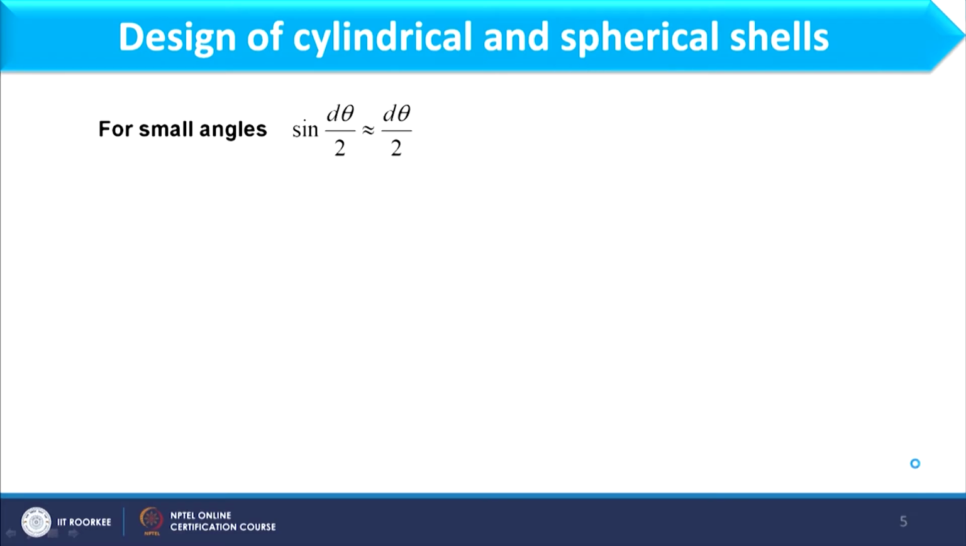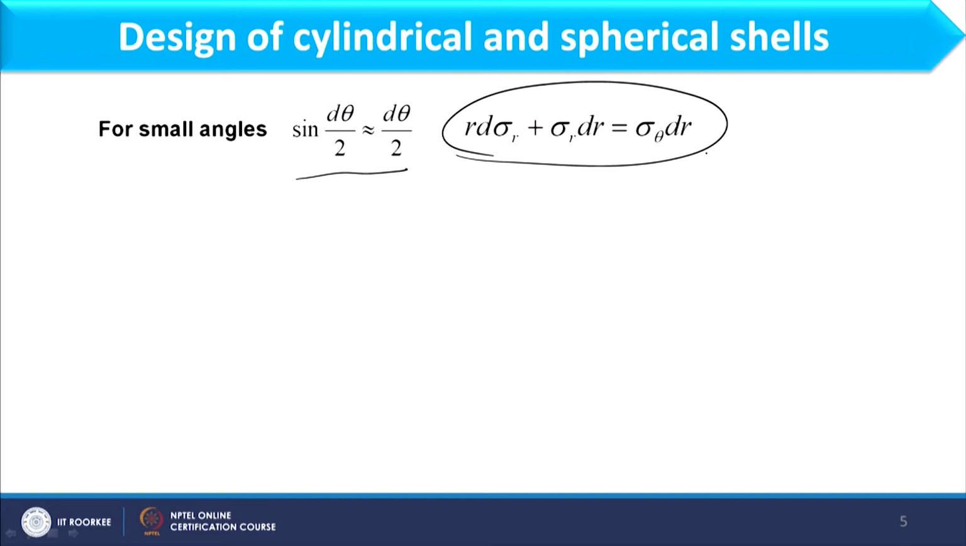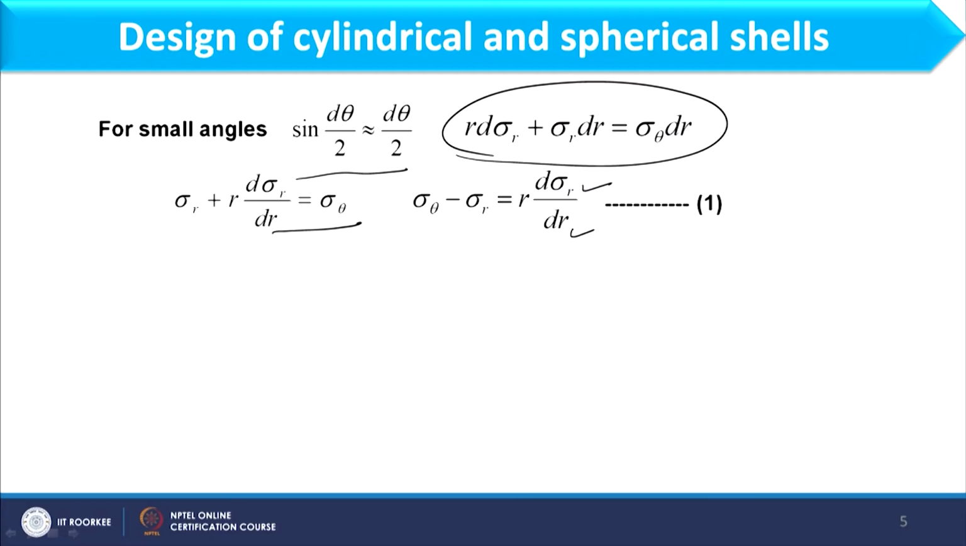For small angles, we can replace sine d theta by 2 with d theta by 2. So, considering this d theta by 2 and resolving the previous equation, we can get r d sigma r plus sigma r dr equal to sigma theta dr. So, this would be the equation after resolving the previous equation. Again we can rearrange this in this form, and then further we can rearrange this as sigma theta minus sigma r equal to r d sigma r by dr. So, that I will consider as equation 1.